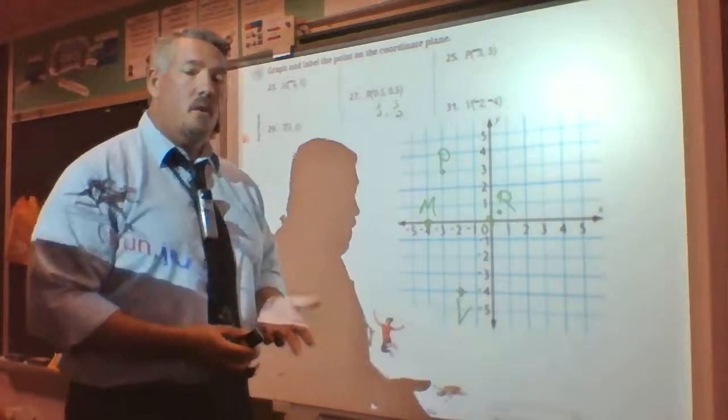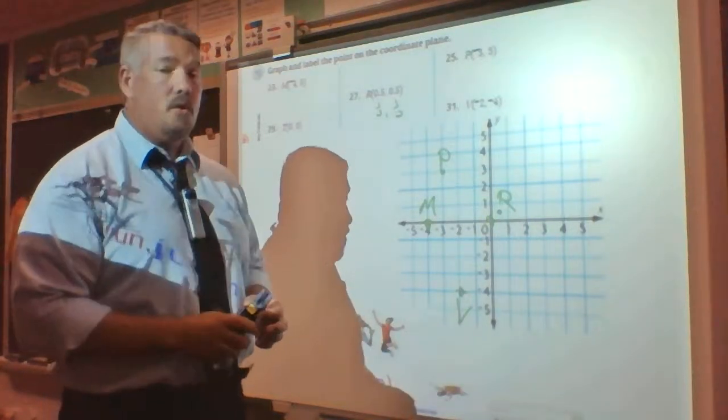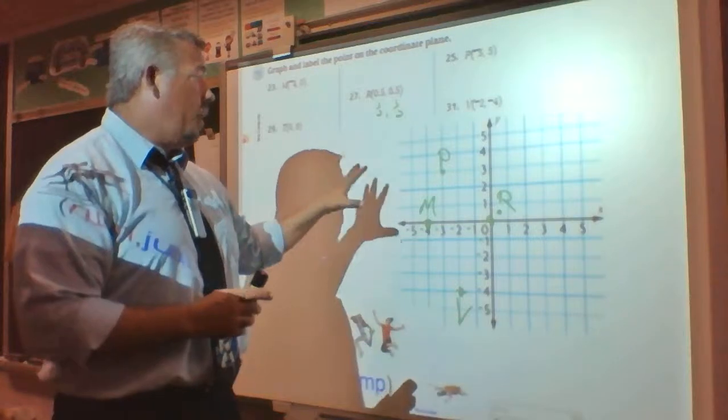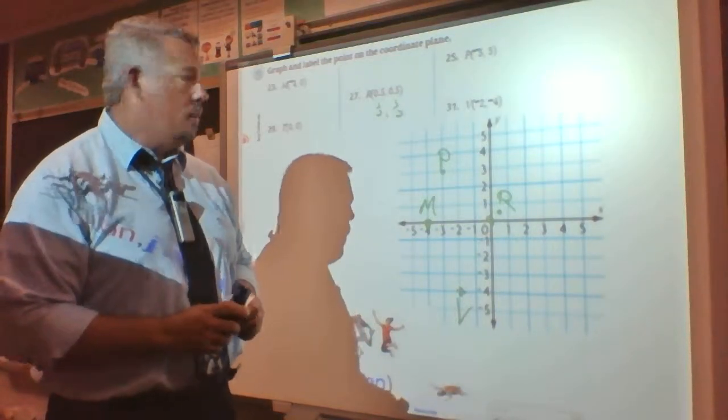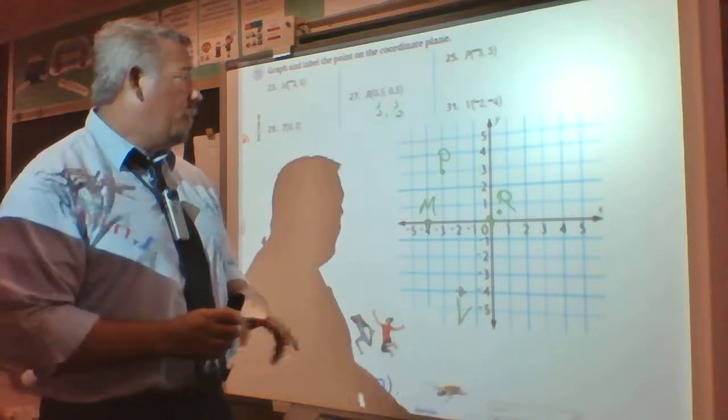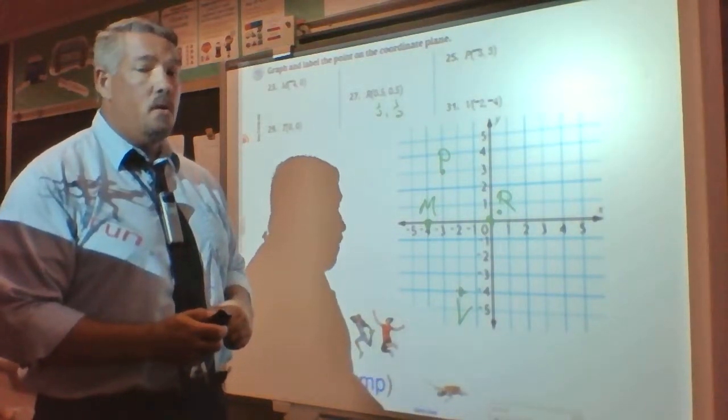This is really a fun lesson because we could do a lot of fun things with this. One of the things that we'll do here in the near future is I will give you an extra credit assignment Thursday for plotting a picture on a coordinate plane. So if you have questions, please come and ask me. If not, look on my board for your assignment.